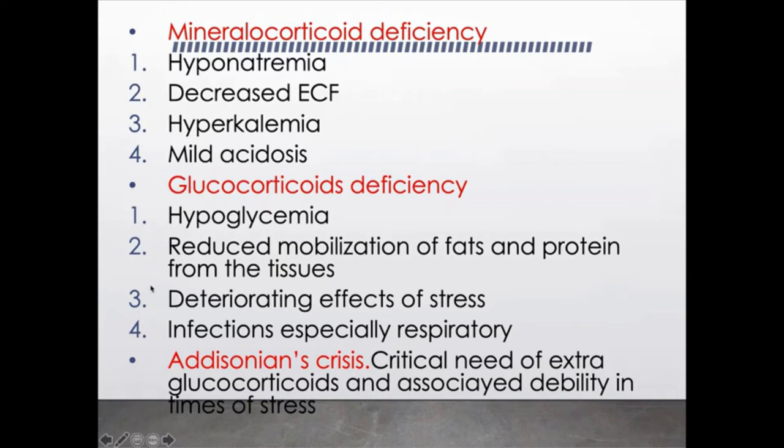There is a condition associated with Addison disease, known as the Addisonian crisis. Addisonian crisis is due to the critical need of extra glucocorticoid and associated debility in times of stress. As you know, at the time of stress, the body needs more energy. That energy, which the body usually gets through cortisol by the mobilization of fats and proteins, and the oxidation of free fatty acids, is how the body produces energy. But here, as there is less cortisol, the body won't be able to cope with the condition of stress, because it cannot have extra energy. So this is known as the Addisonian crisis, the critical need of extra glucocorticoid and associated debility in times of stress. Here the body cannot provide extra glucocorticoid, because the body has Addison disease.